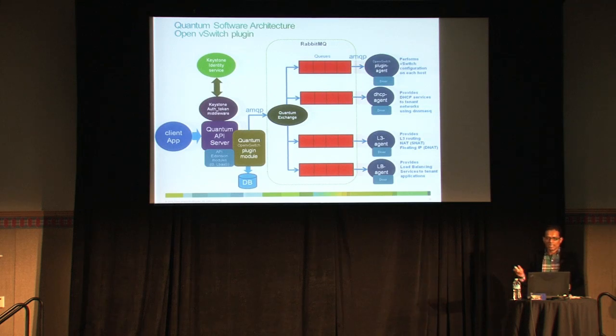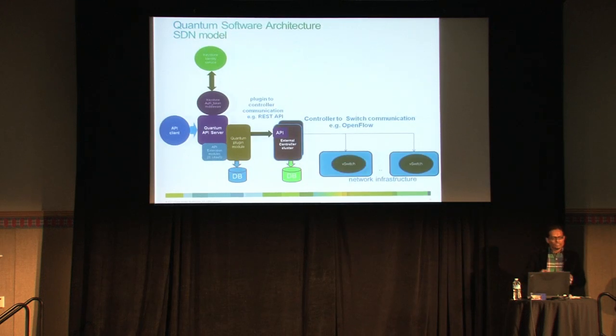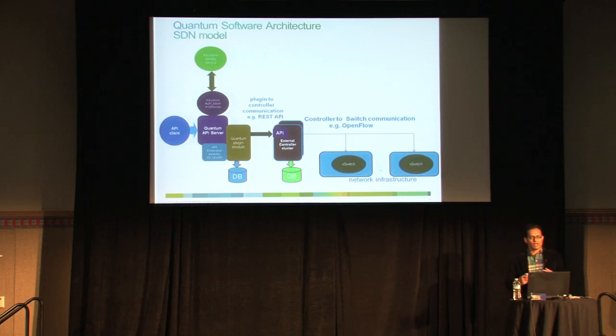And similarly, you have agent programs that do DHCP, layer 3, and load balancing, the same model. So if you want to create a virtual router, you send a message to the queue, the virtual L3 agent picks that up, creates a router. So that information is present in the message. So this is another architecture enabled by Quantum. You can see that depending upon the plugin that you use, you enable different architecture models.